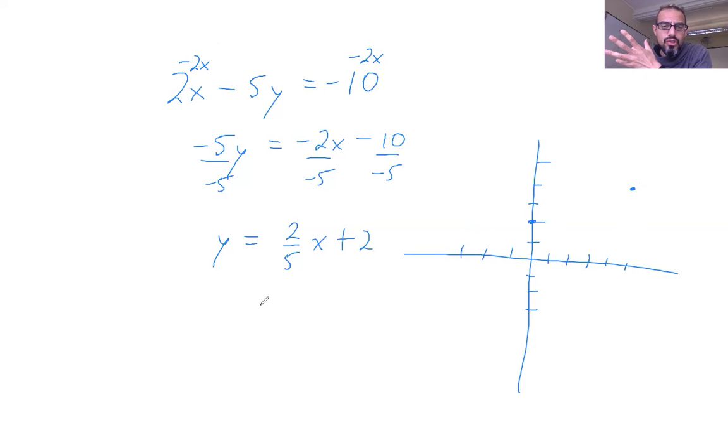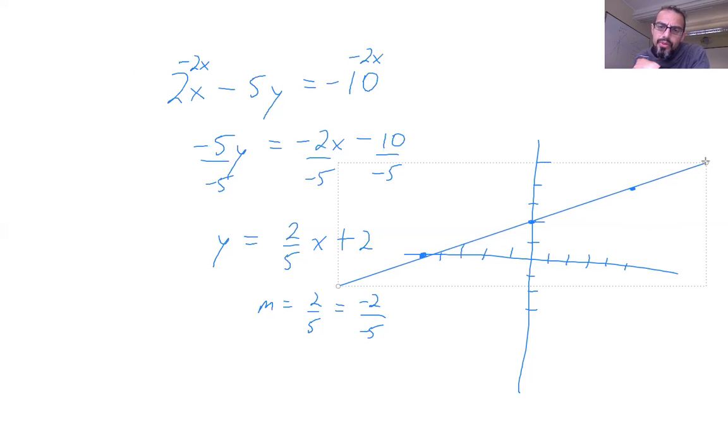Down 2, right? Because our slope is 2/5. The same thing is -2/-5. So go down 2 and back 1, 2, 3, 4, 5. There's another point, okay? Just so you're feeling comfortable. I would hate for you to not feel this, okay? Boom, there is my line. Good to go. Yeah, I'll do one more example.